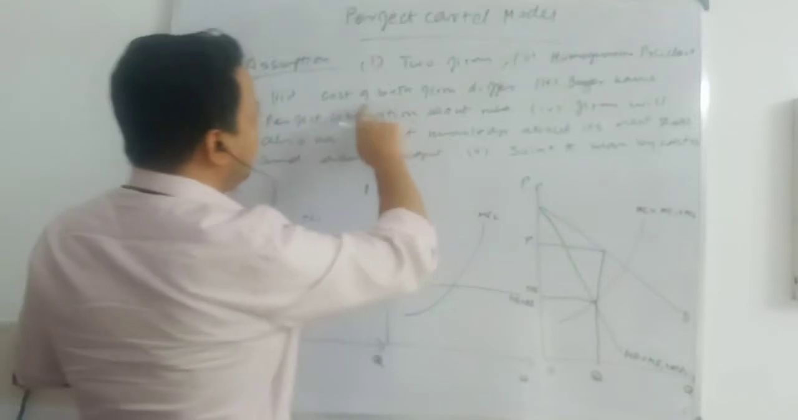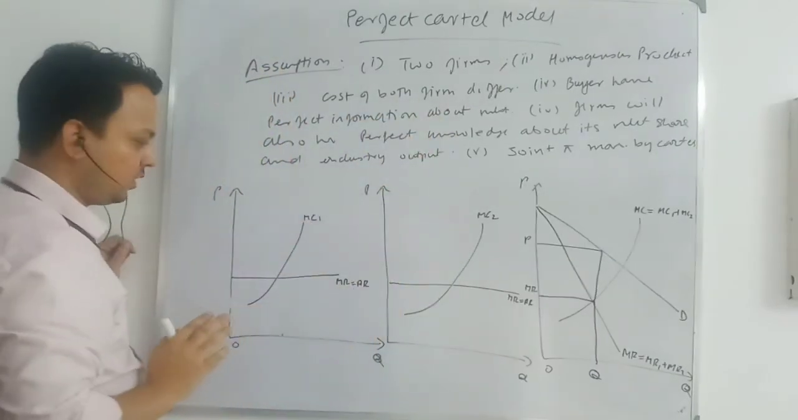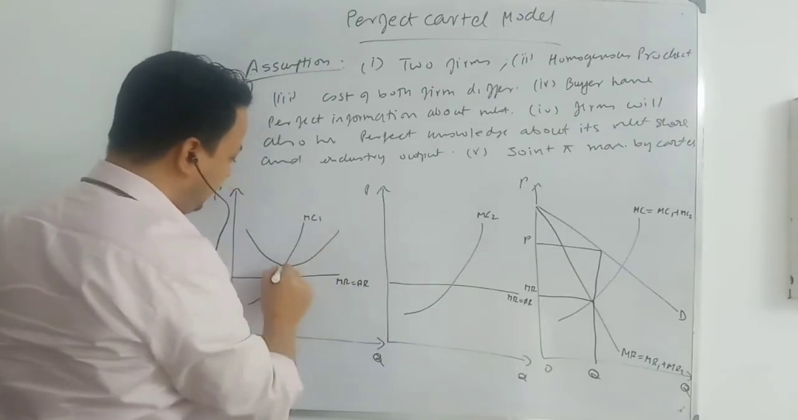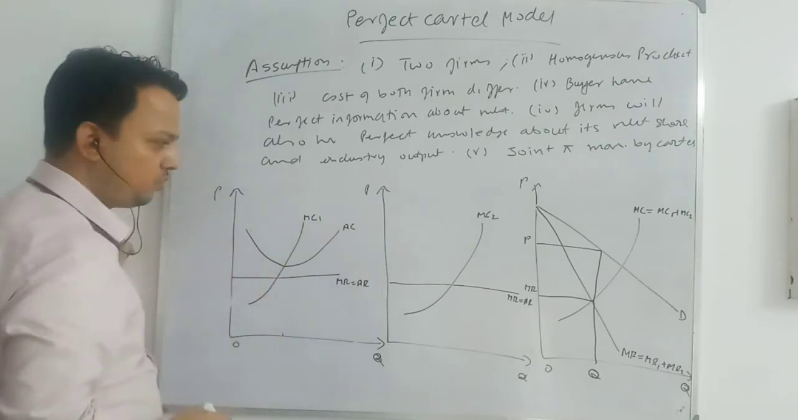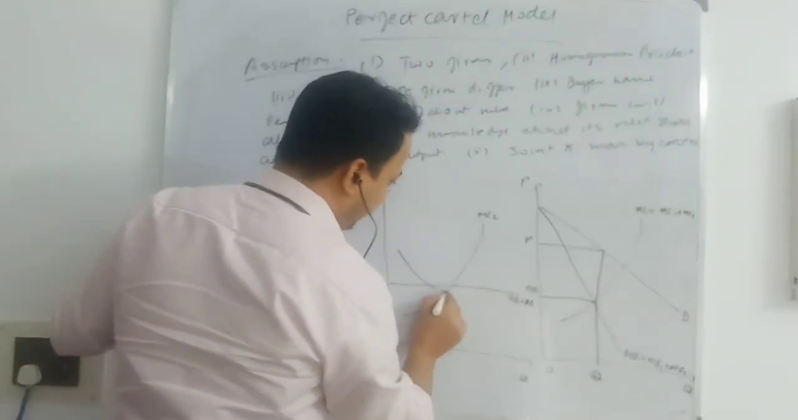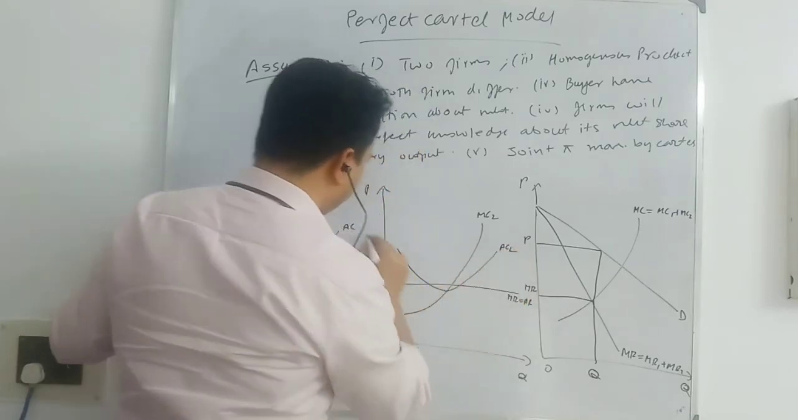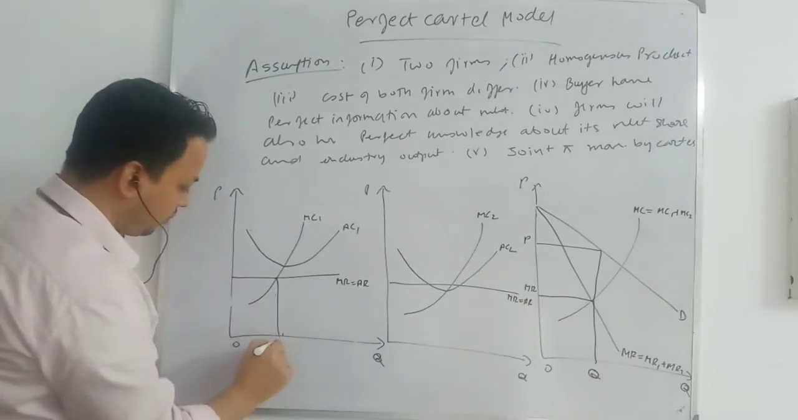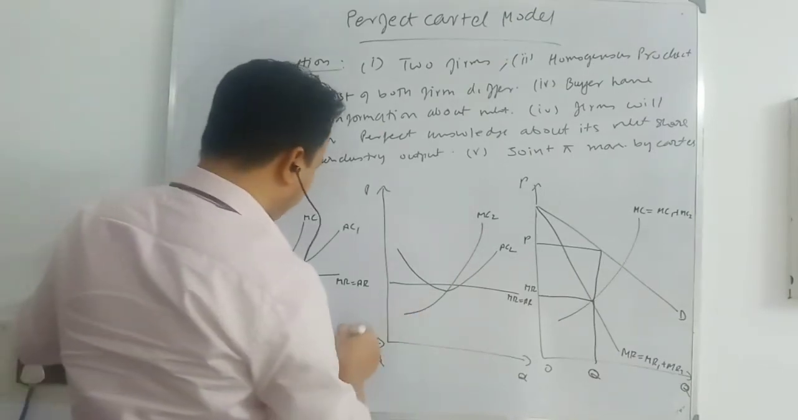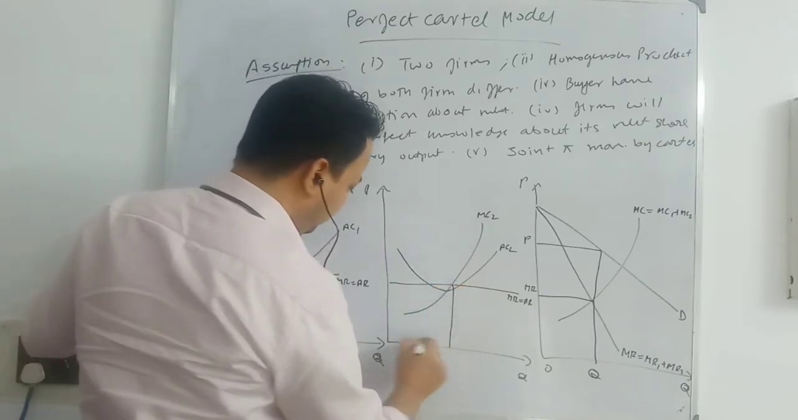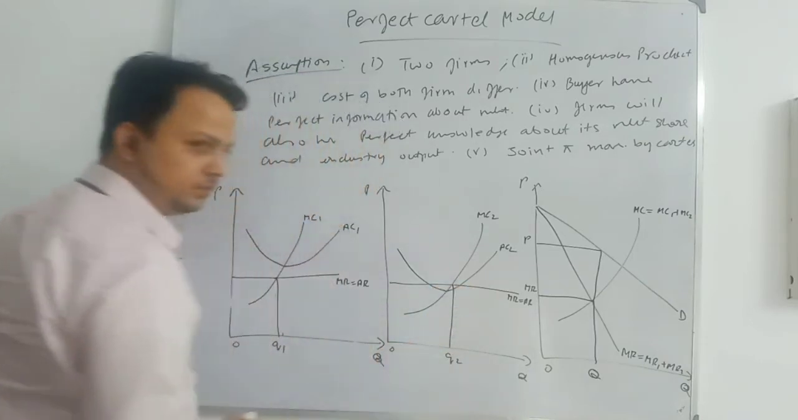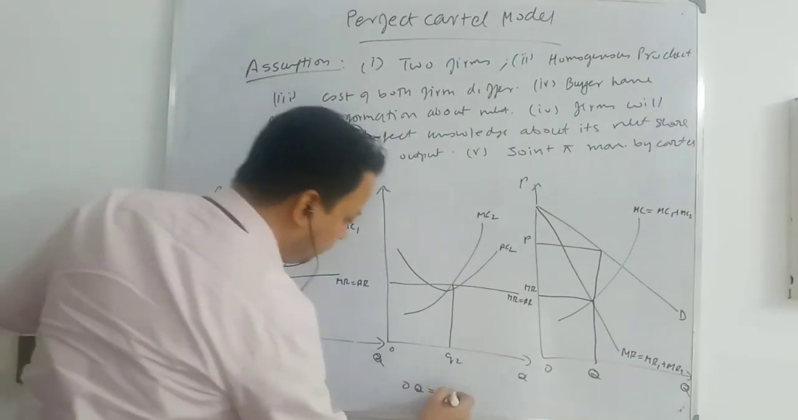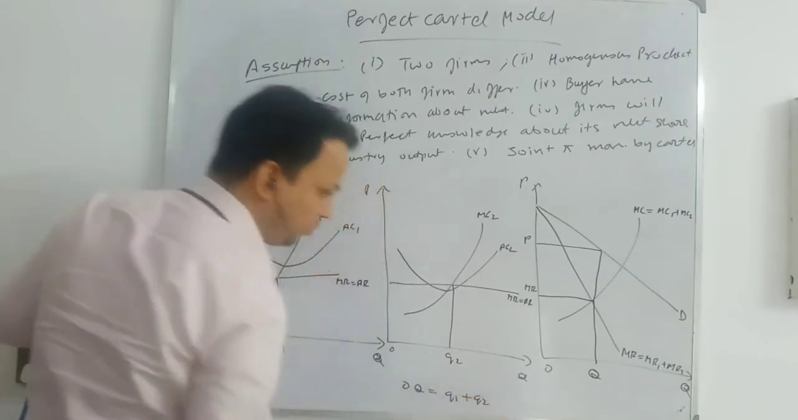What we have taken as the assumption is that the costs of both firms differ. So this is my firm 1. This is the average cost curve, and the minimum will be here. This is the average cost of firm 1 and this is the average cost of firm 2. MR equal to MC condition: firm 1 is producing say OQ1 units of output and firm 2 is producing OQ2 units of output. So what is this OQ? OQ is Q1 plus Q2 units of output.